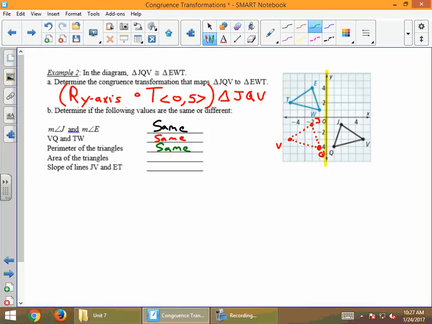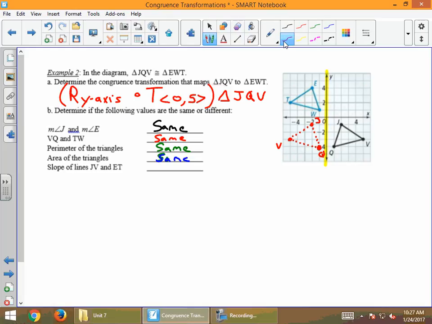Area. Is the area going to change? Yeah, they're the same. Whoop! My color coordinating went out the window. Same. All right. I think I know what this one's going to be. I have a guess, but I don't know yet.